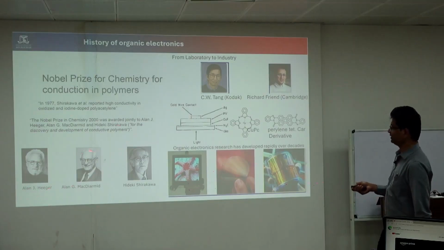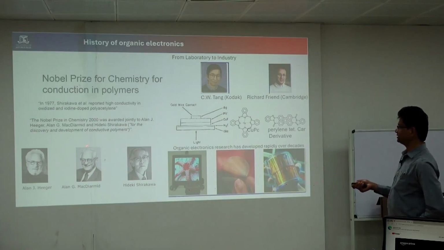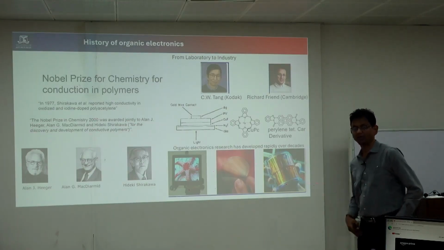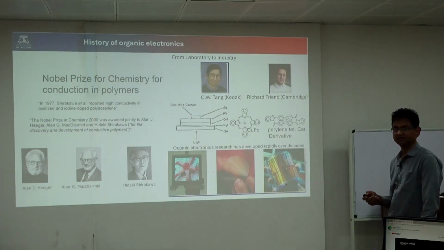Many people tried and worked on it. The first one is polyacetylene, and that material was finally awarded. So since 2000 onwards, this field has picked up and is slowly growing, and a lot of good applicable devices and applications are coming out of this organic electronics.